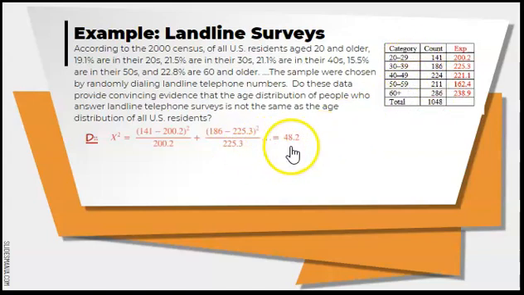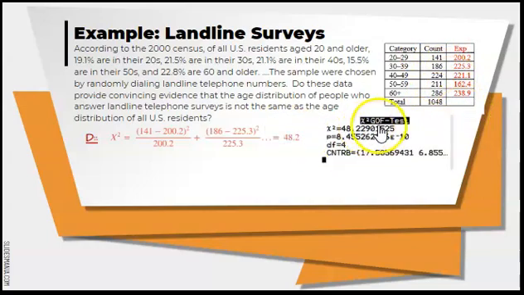And then I found this number, 48.2, using my calculator. Remember, I put my observed counts in list 1 and my expected counts in list 2. And then I went to the chi-squared goodness of fit test. Got this screen. This was my output. So there's my chi-squared, 48.2. That's where that came from right there.